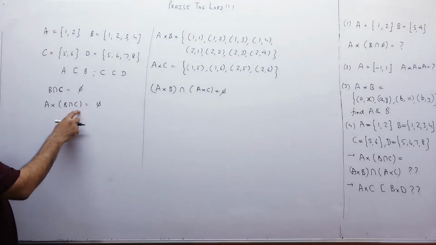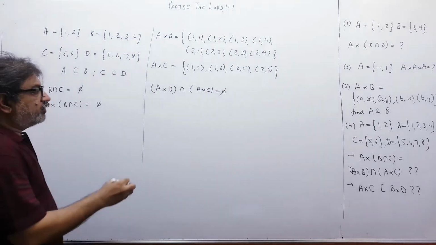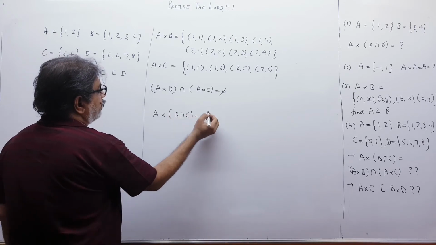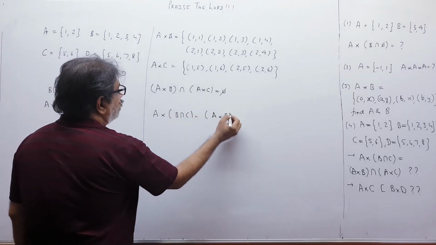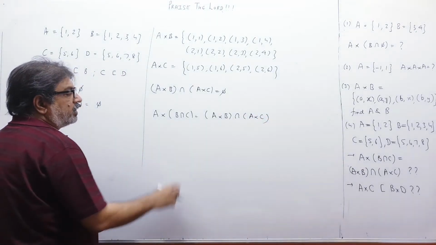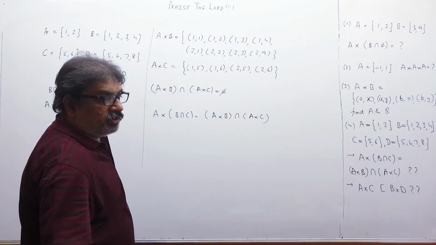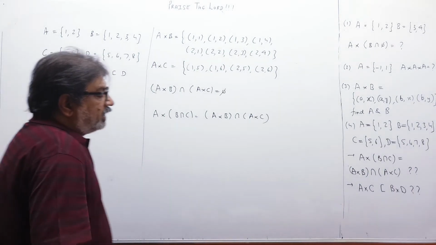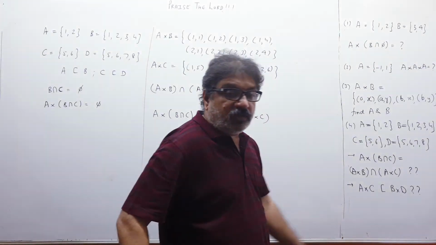That means cross can be distributed over here. So one important property you learn, children: A cross B intersection C is the same as A cross B intersection A cross C, and the same you can think for union. If there is union over here, that can be distributed. So this important property you learn with this. Then he says, is A cross C a subset of B cross D?